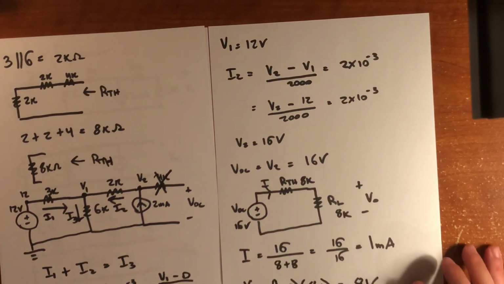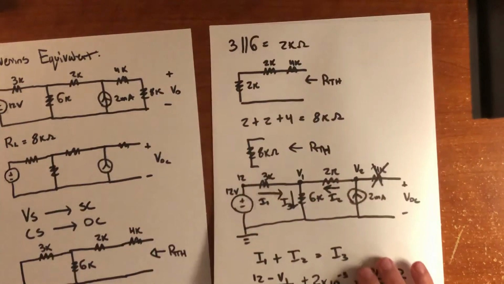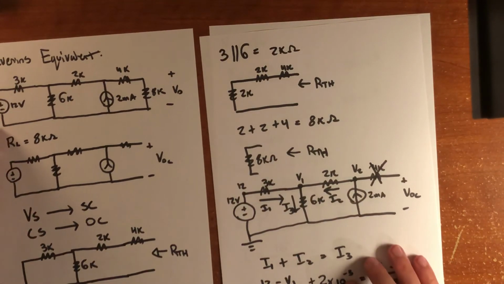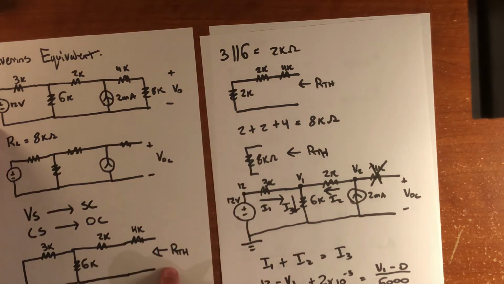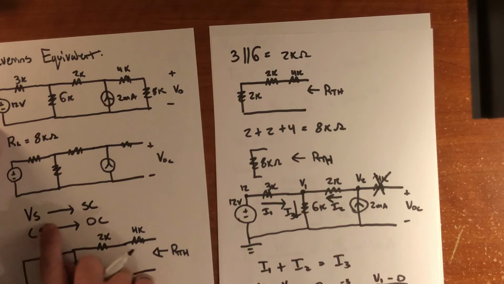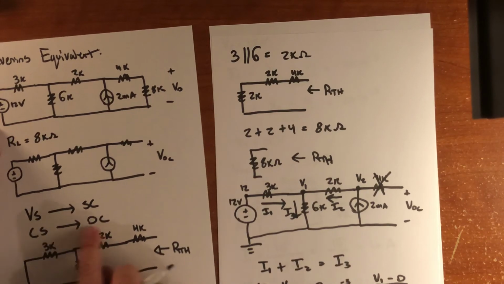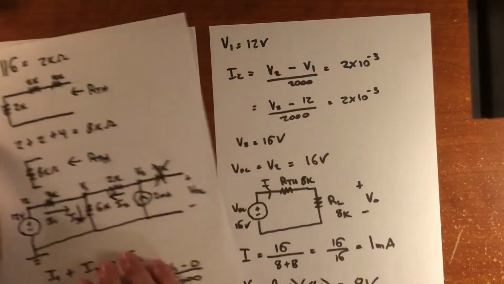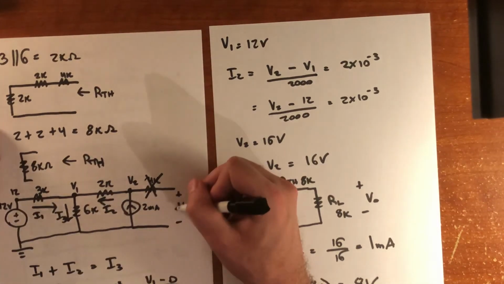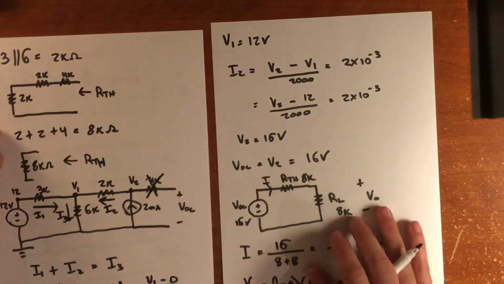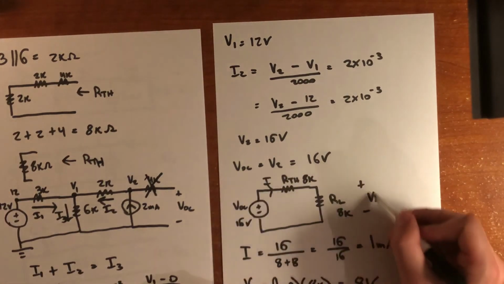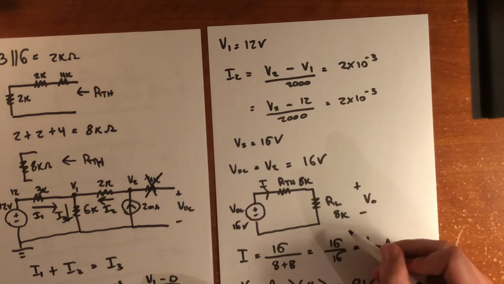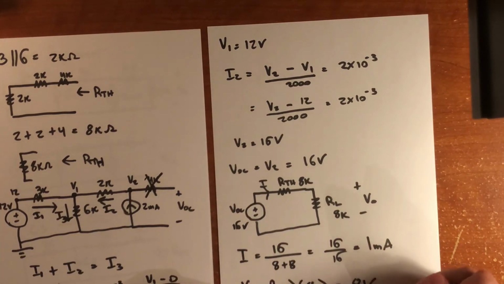Okay, so what we did was we had a complex circuit like this. We took the load out. We found the equivalent resistance by shorting the voltage sources and opening the current sources. We looked at the original circuit without the load. We applied nodal analysis to find VOC. And we had the Thevenin equivalent circuit right here. And from there, we were able to apply Ohm's law and find the output voltage.